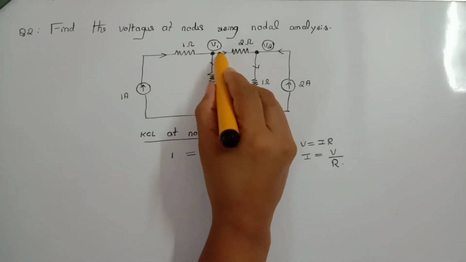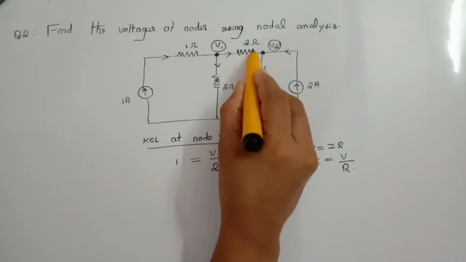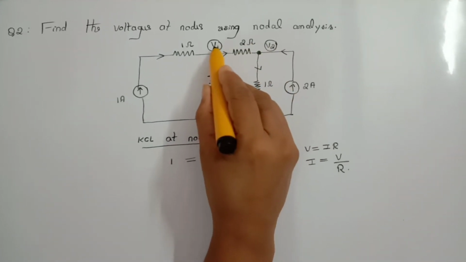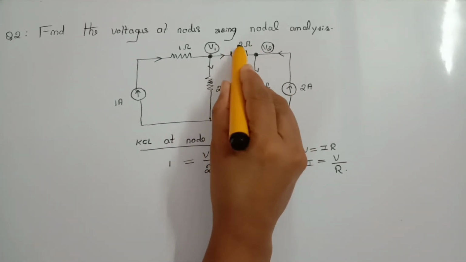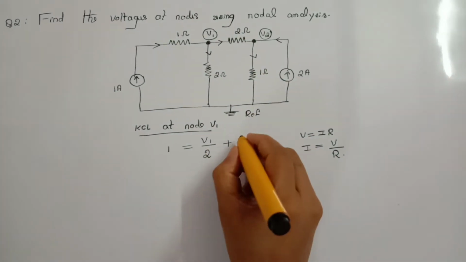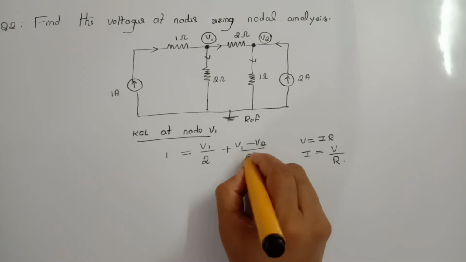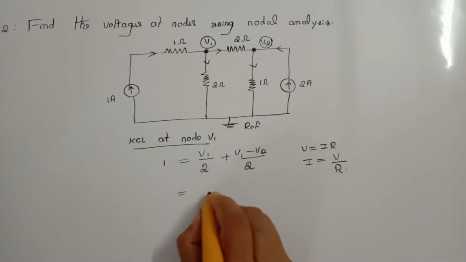Now the next current is here. The current through the other 2 ohm is determined by the difference between V1 and V2. So the current is nothing but (V1 minus V2) divided by that resistor value, that is 2. So (V1 minus V2) divided by 2. Now we'll simplify.